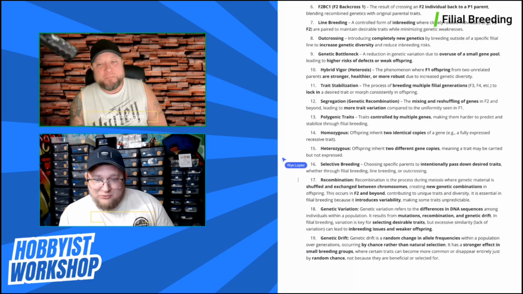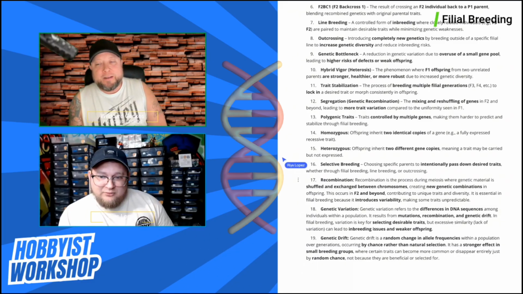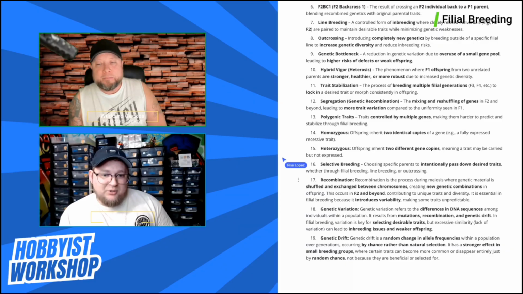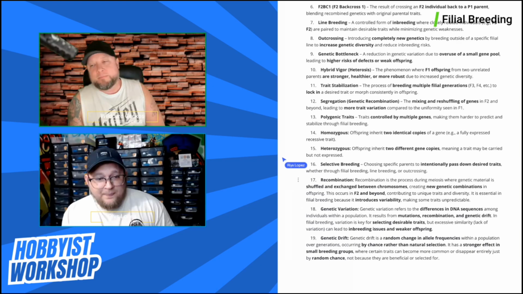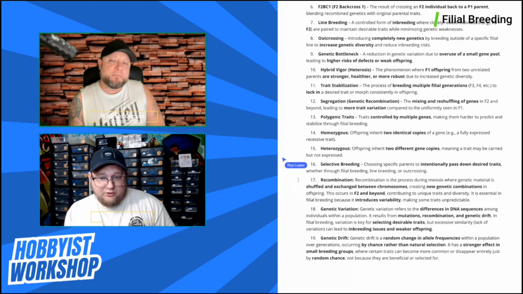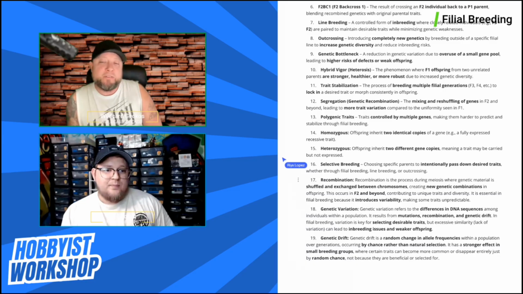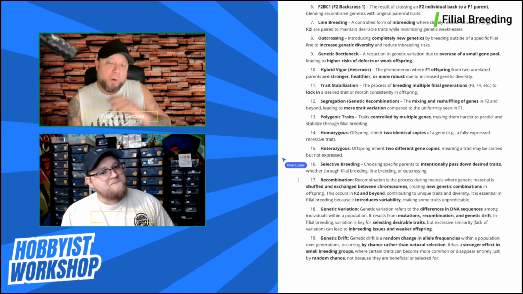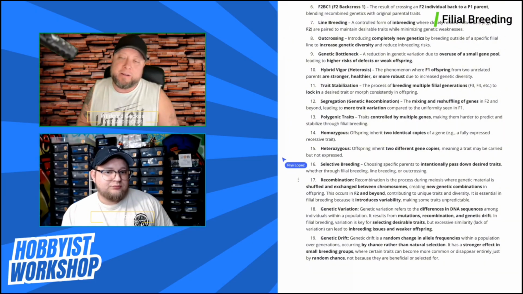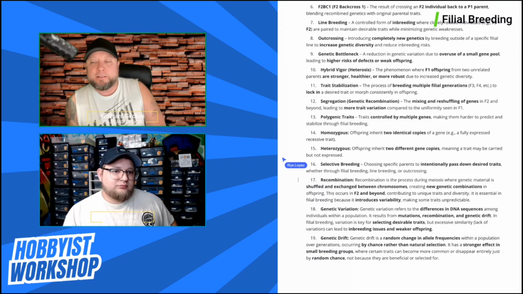Genetic drift is a random change in the allele frequencies within a population over generations, occurring by chance rather than natural selection. It has a stronger effect in small breeding groups, where certain traits can become more common or disappear entirely just by random chance, not because they're beneficial or selected for. That's interesting. So that happens in small villages where they're kind of far away from other villages. True. That makes sense. That's why over time everybody starts to look like each other.